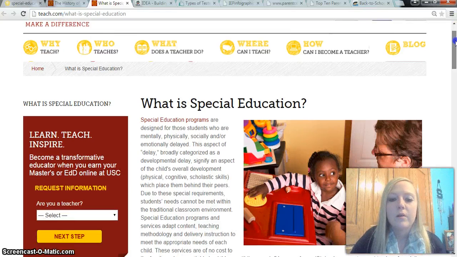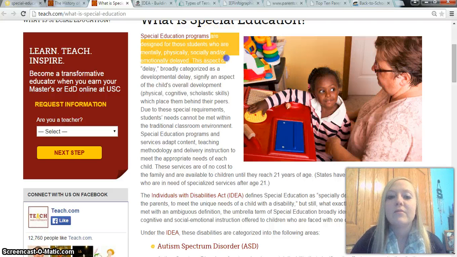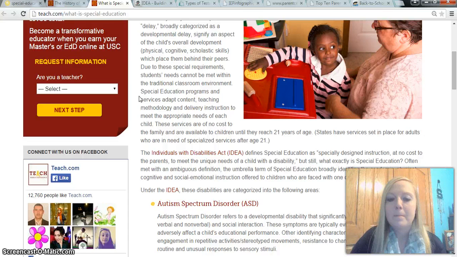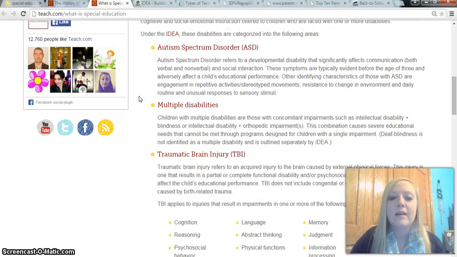what is special education? Well, special education programs are designed for students who are mentally, physically, socially, and/or emotionally delayed. And under the Individuals with Disabilities Act, these disabilities are categorized by the following areas. So first one's autism. Autism refers to a developmental disability that significantly affects communication, both verbal and nonverbal, and social interaction. You can see symptoms before the age of 3, and this is the most commonly seen one in the education field, along with ADHD and ADD.